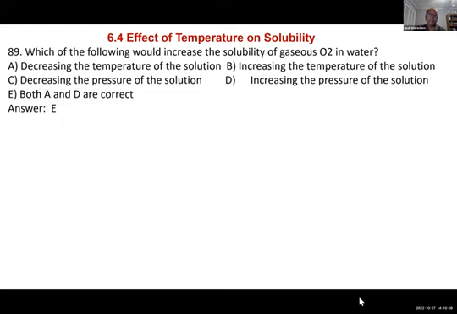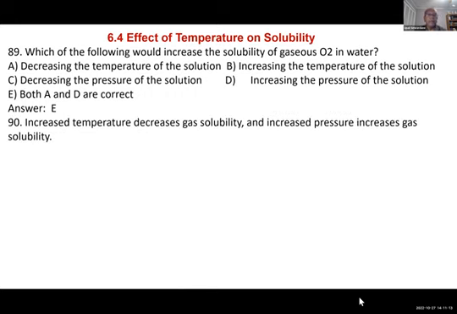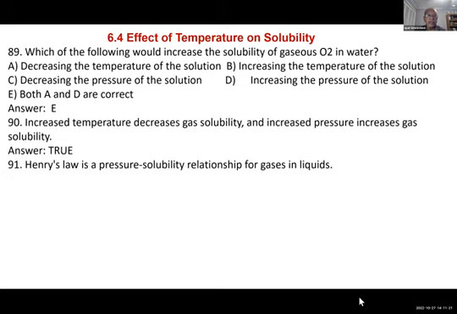A decrease in the temperature and an increase in the pressure. Both A and D, there are two answers. Therefore, E is both A and D. Increased temperature decreases the gas solubility, and increased pressure increases the gas solubility. True. Henry's law is a pressure-solubility relationship for gases in liquids. Like ideal gases have laws, gases in liquids follow Henry's law.